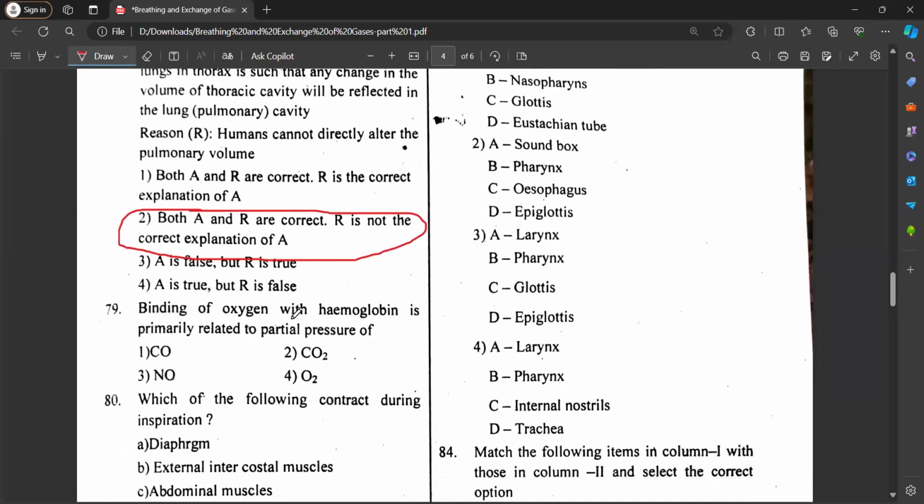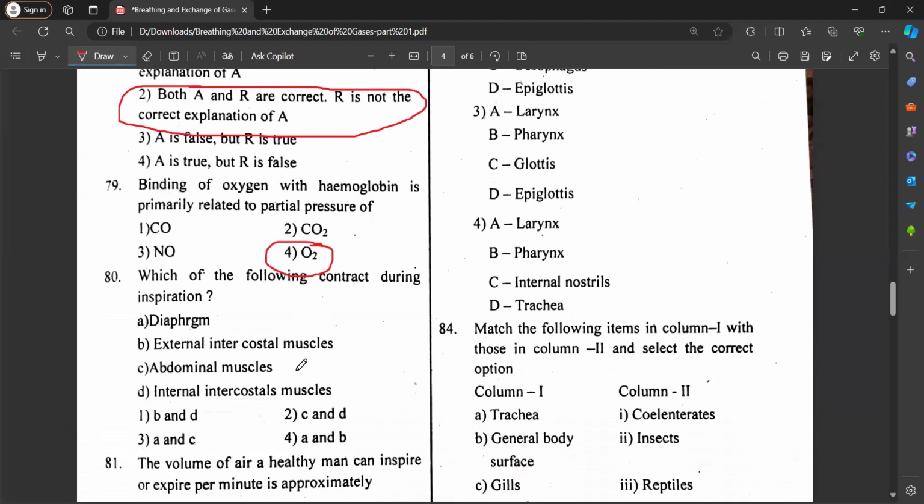Next, binding of oxygen with hemoglobin is primarily related to the partial pressure of oxygen. Next, which of the following contract during inspiration? Diaphragm, external intercostal muscles, abdominal muscles, internal intercostal muscles.